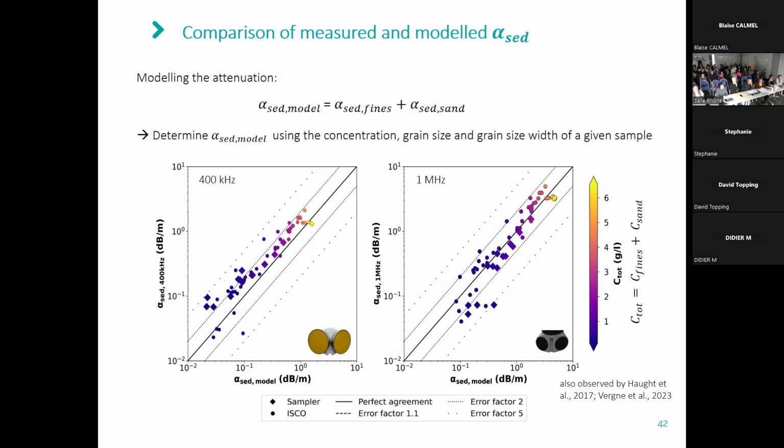At the same time, we can also see there is kind of a threshold. It's approximately 0.1 decibels per meter. Below this threshold, there's an important dispersion between our acoustic measurements and our acoustic models. And similar observations of these divergences between backscatter and attenuation have also been previously made by other studies.